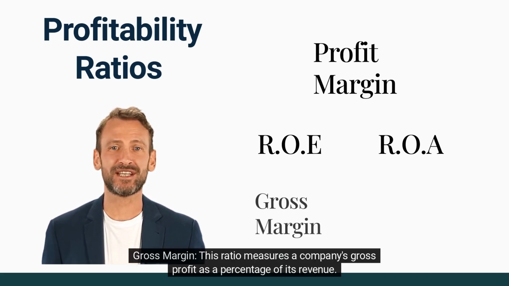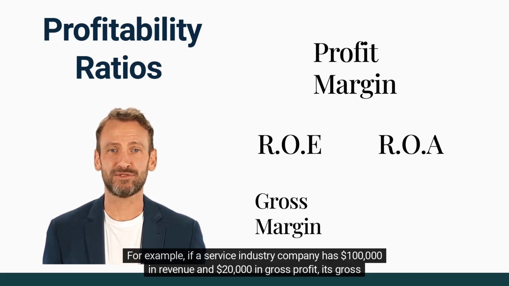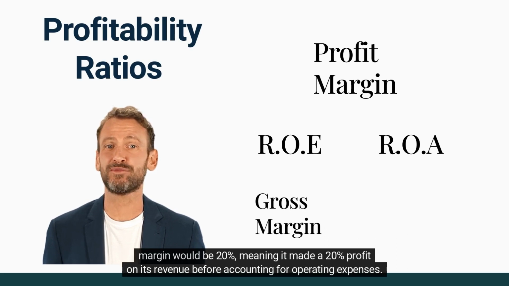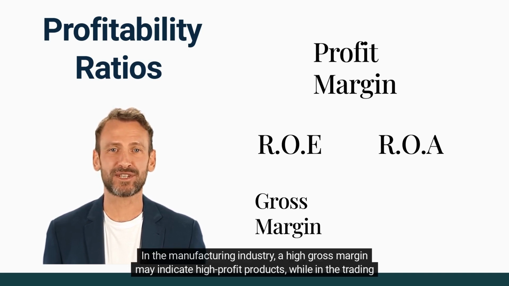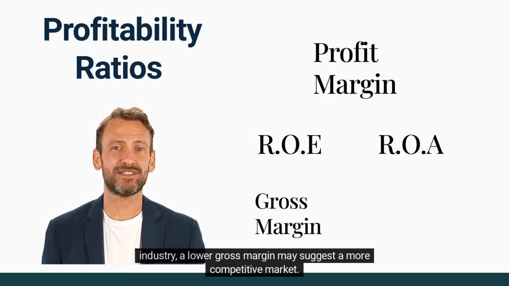Gross margin. This ratio measures a company's gross profit as a percentage of its revenue. For example, if a service industry company has $100,000 in revenue and $20,000 in gross profit, its gross margin would be 20%, meaning it made a 20% profit on its revenue before accounting for operating expenses. In the manufacturing industry, a high gross margin may indicate high profit products, while in the trading industry, a lower gross margin may suggest a more competitive market.